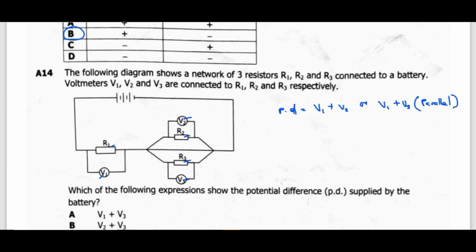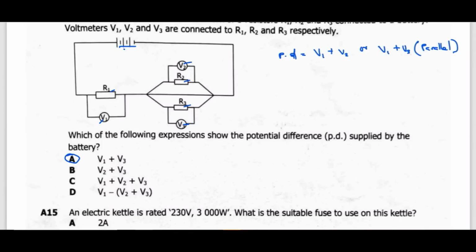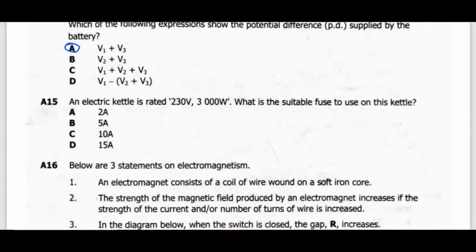So we can look at the question and the answers. Which of the following expressions shows the potential difference supplied by the battery? So here we have the answer, which is A. So as you can see, we have this. Okay, so we can move on.